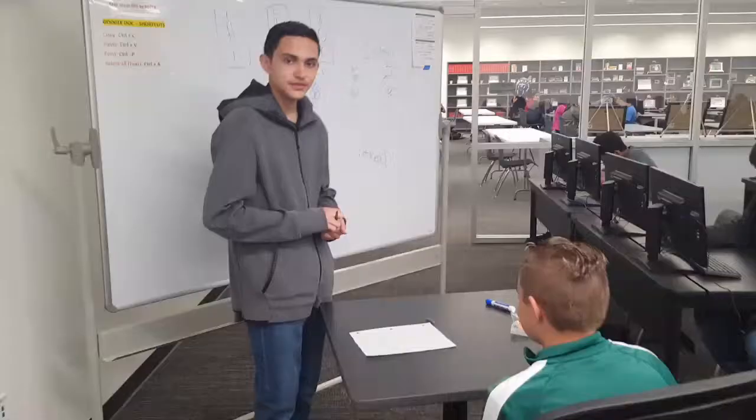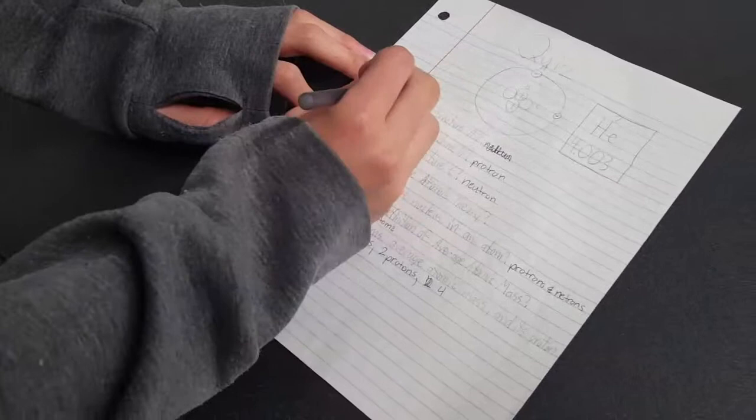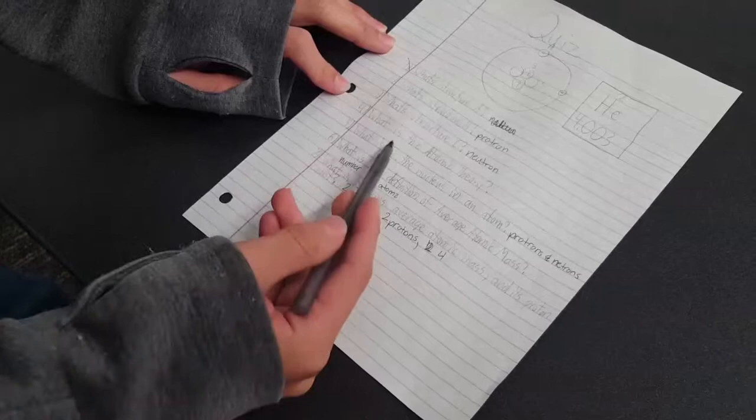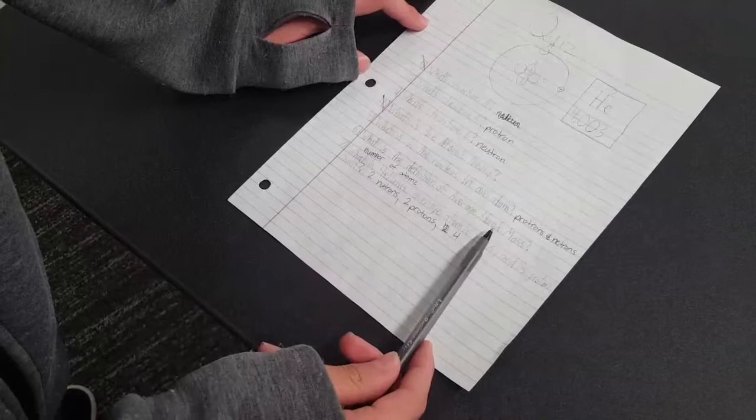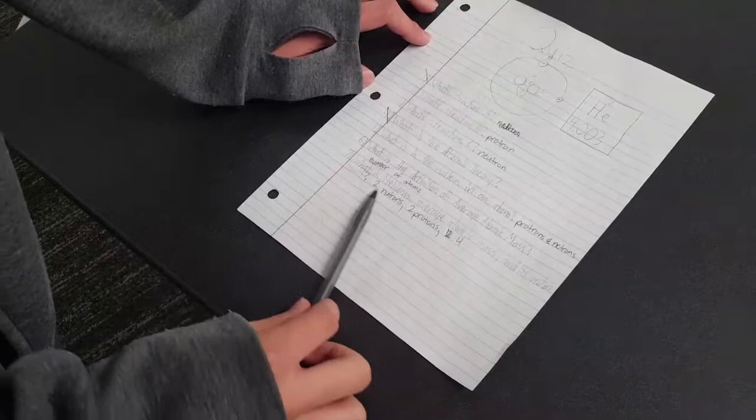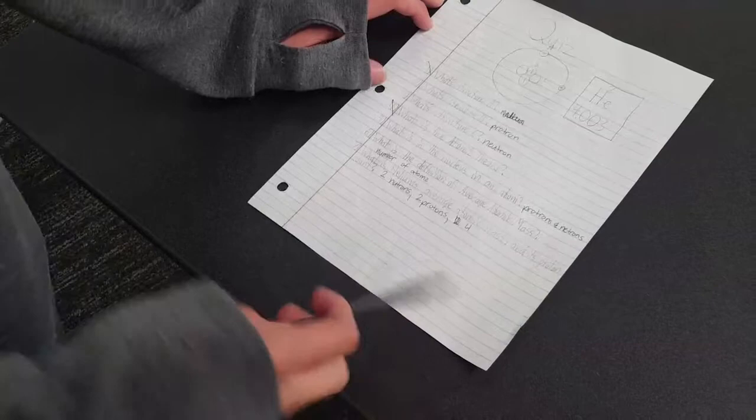So now we're going to check his results. Structure A is incorrect, it's an electron. Structure B is correct. And structure C is correct. For the next one, protons and neutrons, that is correct. Number of atoms, okay, I'll give you that one. And what is helium's average atomic mass and its proton count? Yeah, that's correct. All right, so you did really well.